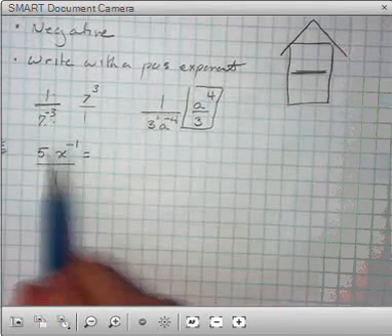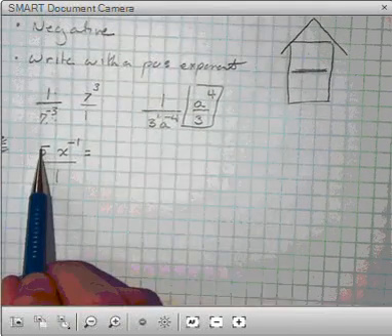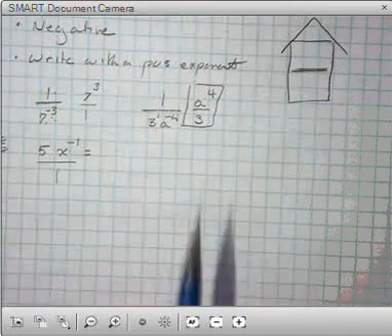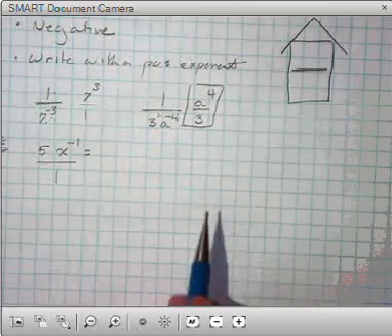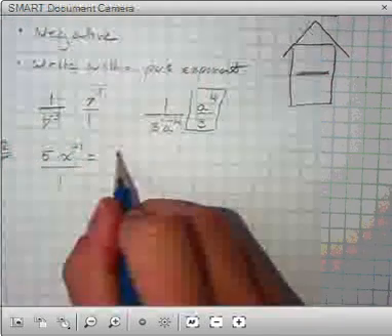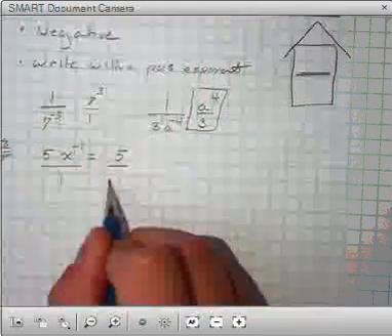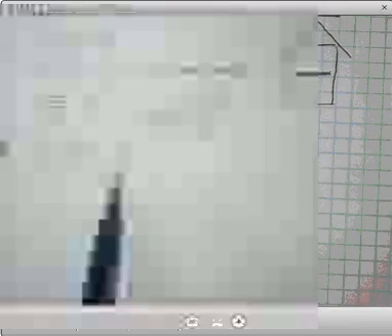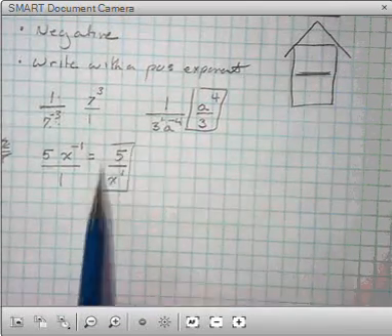So they're currently upstairs. The 5 is happy upstairs. It's positive upstairs. It doesn't want to change. The x is negative upstairs. So that's going to have to change. So our 5 stays positive upstairs, but our x goes downstairs. The exponent changes, not the sign. So there's your answer.